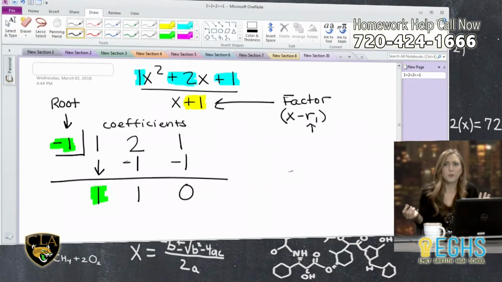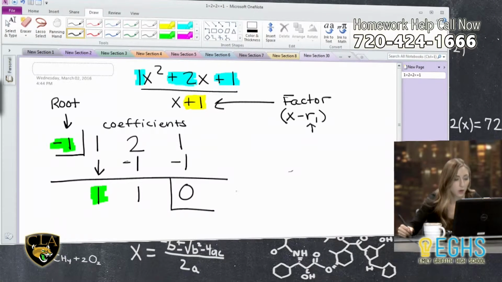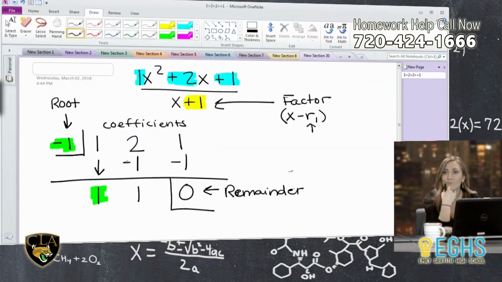So no division, actually. We're done with actual division. We just have to interpret our answer. The last number is always going to be your remainder. So thinking about division, if you get a remainder of 0, what does that mean? There's nothing left? Yeah, nothing left. It went into it evenly. We don't have to worry about a remainder or a decimal or anything like that.